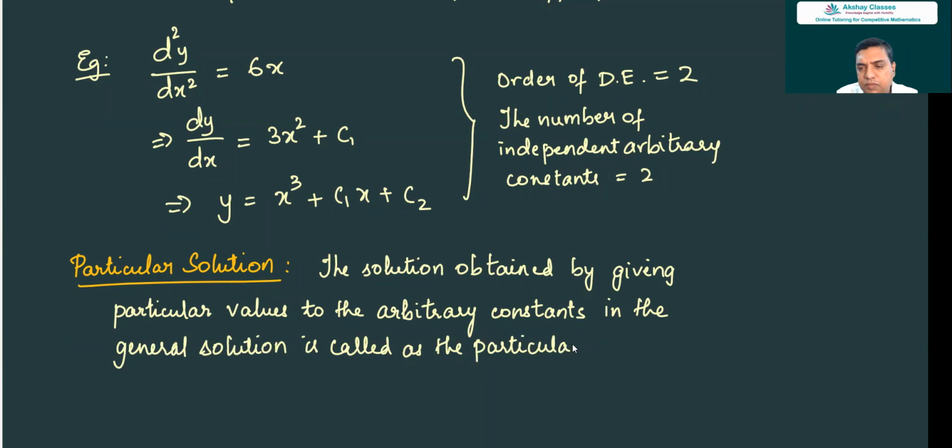Now, say for x equal to 0, y is equal to 1. Then in this equation, when you substitute x equal to 0 and y equal to 1, we get c2 equal to 1. And we say the derivative at x equal to 0 should be 0. Then c1 will be 0. Then the particular solution will be y is equal to x cube plus 1. So that is a particular solution, with c1 equal to 0 and c2 equal to 1.